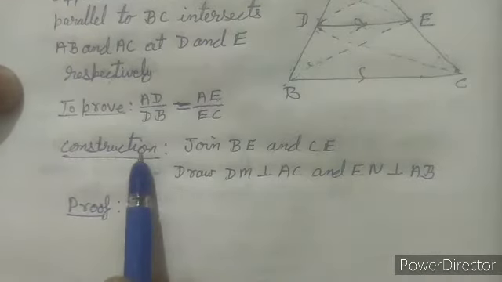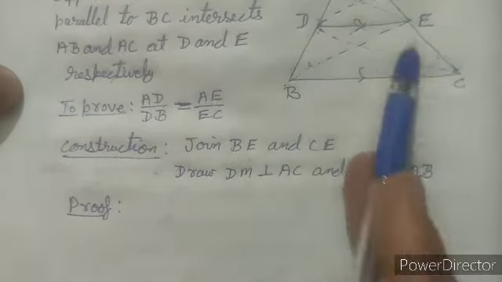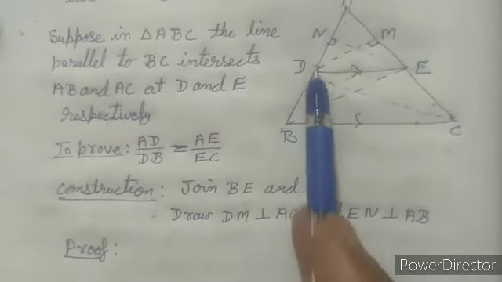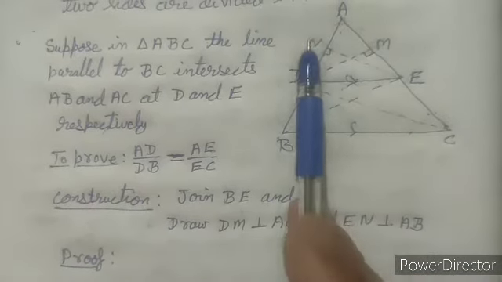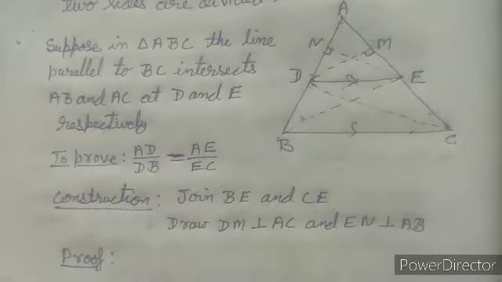Now that is our construction: we will join BE and CE, and then we will draw DM perpendicular to AC and EN perpendicular to AB.